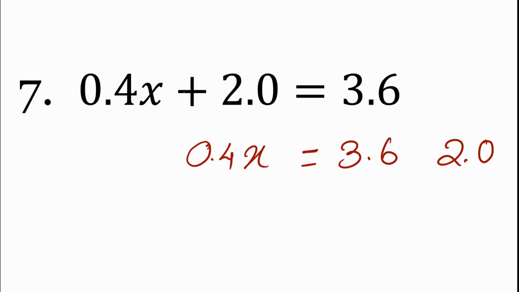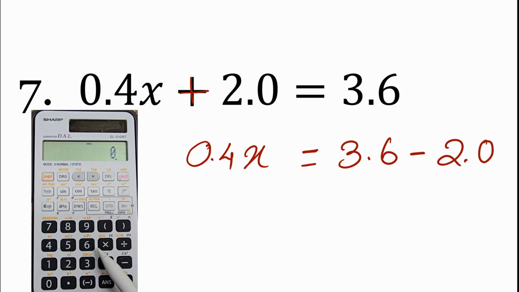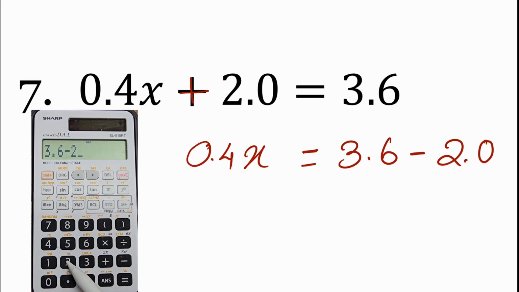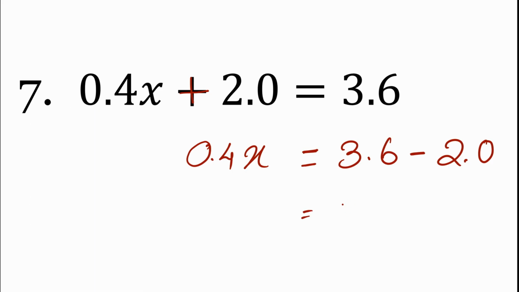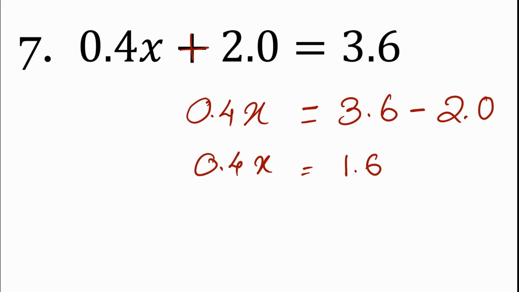And remember the sign change. Here we have plus sign. When the plus sign is moving to the opposite side, when this positive is coming to the right hand side, that becomes negative. So 3.6 minus 2 equal 1.6. And your left hand side is still the same thing, 0.4x equal 1.6. Okay, so step 1 is done.